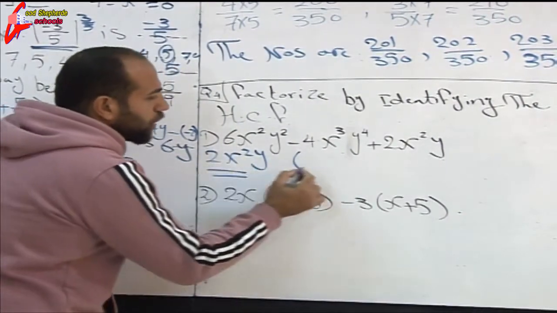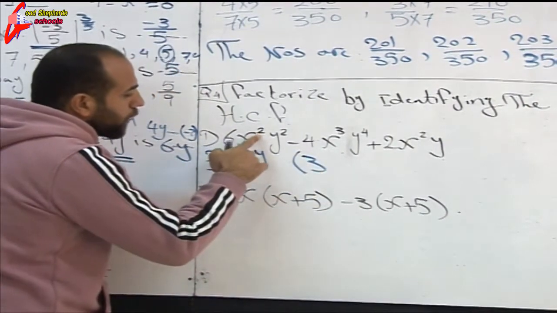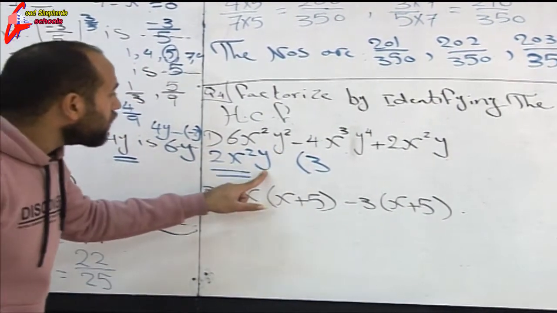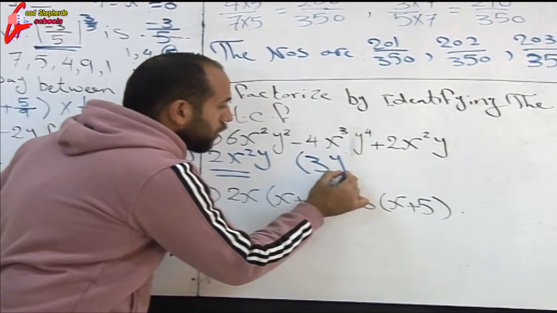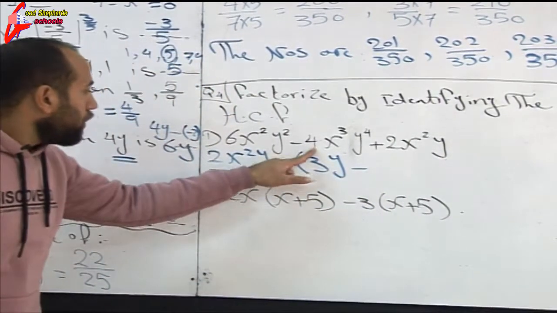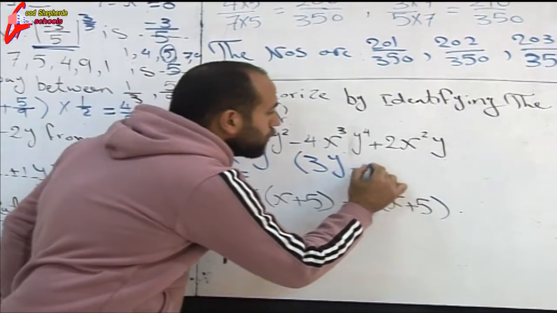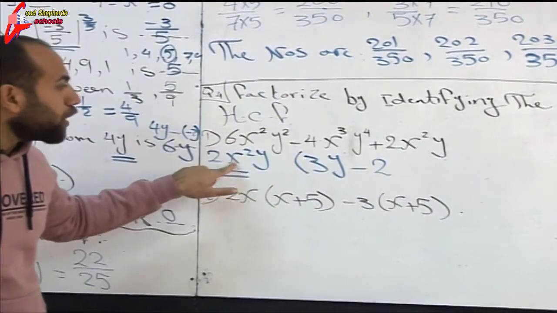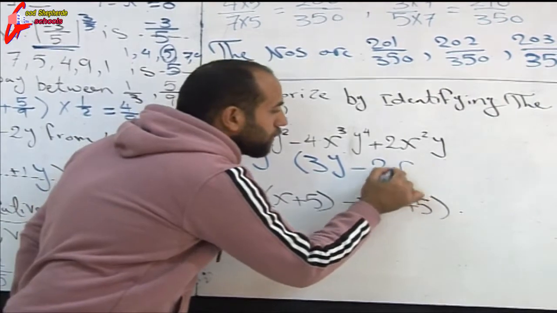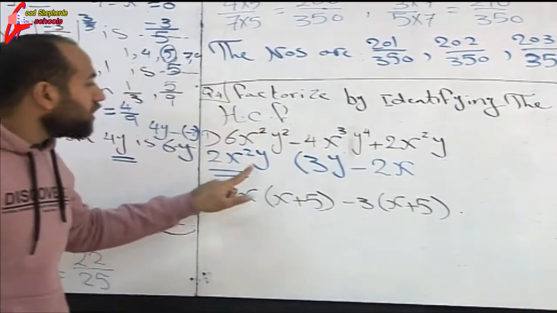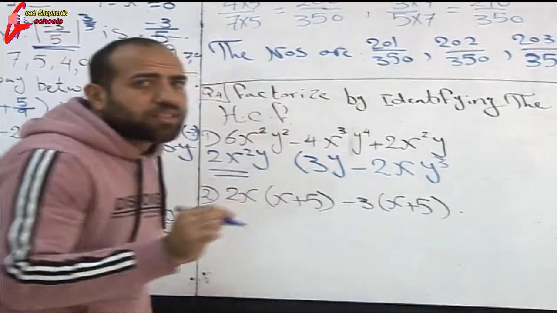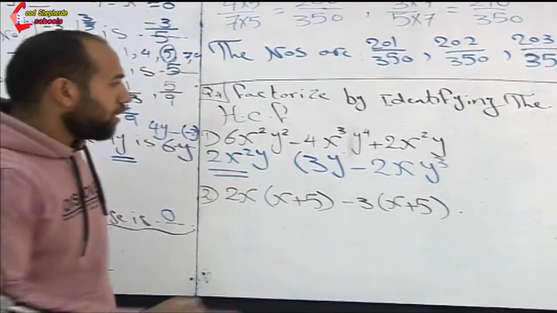6 divided by 2 equals 3. x^2 divided by x^2 cancel each other. y^2 divided by y, you will get y. 4 divided by 2 equals 2. x^3 divided by x^2, you will get only x. y^4 divided by y, don't forget, in dividing we subtract the power.